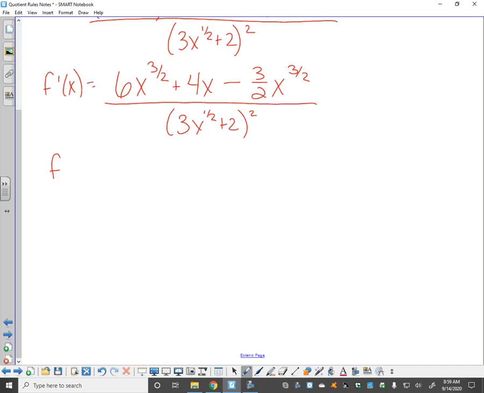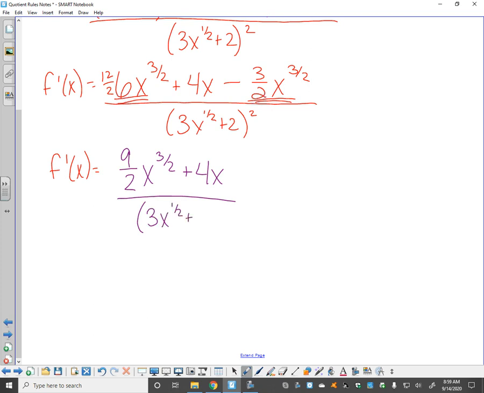Oh yeah, this one's fun at the end. Okay, these are like terms. So if I go common denominator, that's 12 over 2. 12 over 2 minus 3 over 2 is 9 over 2. So 9 over 2 x to the 3/2 plus 4x over 3x to the 1/2 plus 2 squared.